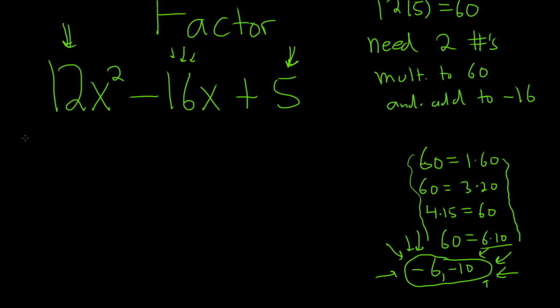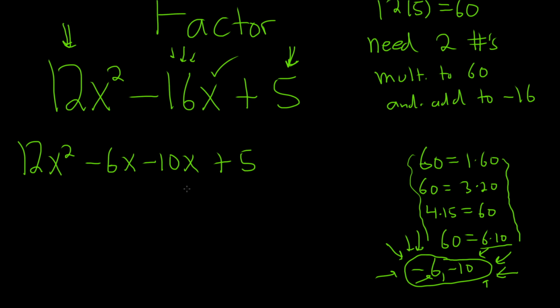So now we can rewrite this. 12x squared, and basically, you just put x's in front of these now. So negative 6x, negative 10x, plus 5. And here's the beautiful part. Look at this. Negative 6x minus 10x is negative 16x. So it does actually work. So now you use factor by grouping.